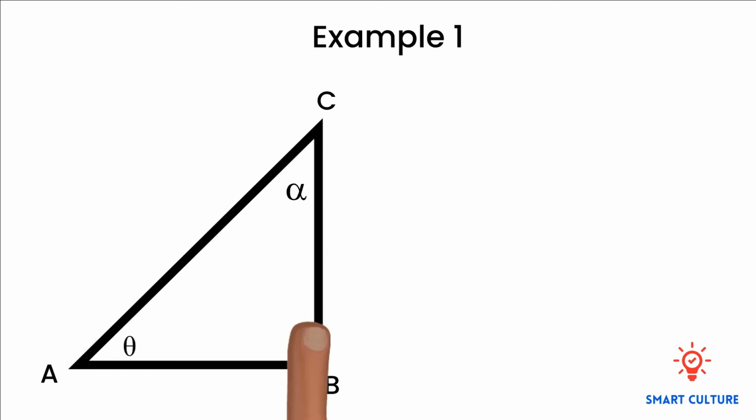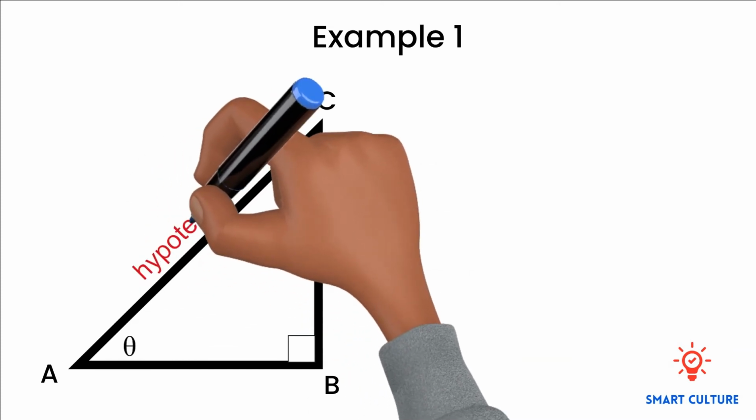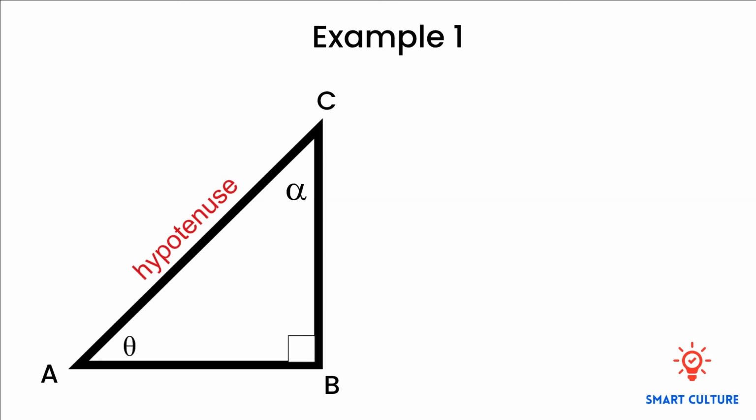First, find the right angle. The hypotenuse is always directly opposite the right angle. Remember, a right angle is 90 degrees. The hypotenuse never changes position. The opposite and adjacent sides depend on the angle we are looking at.